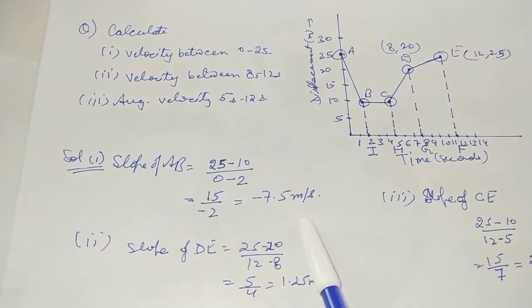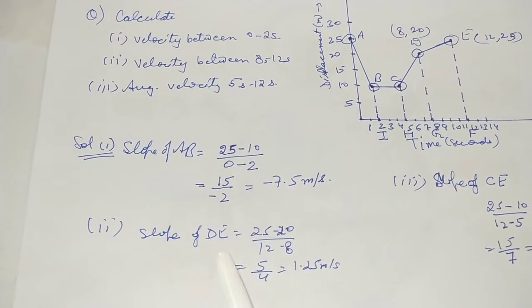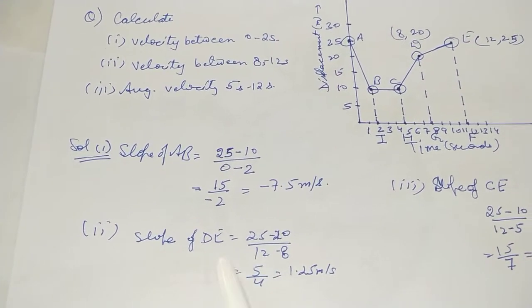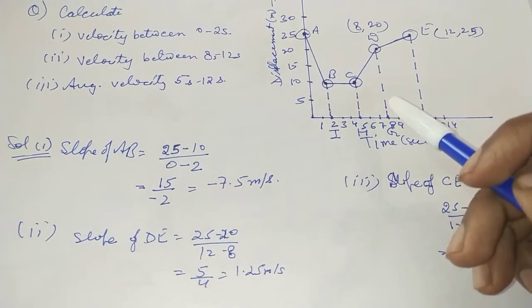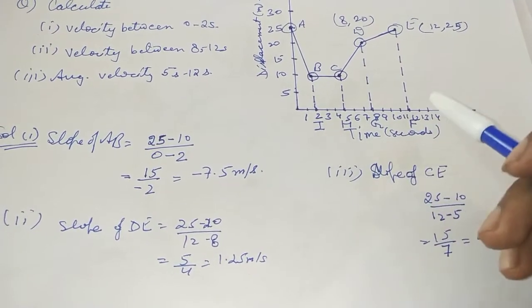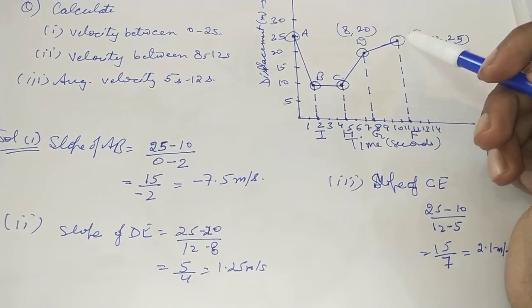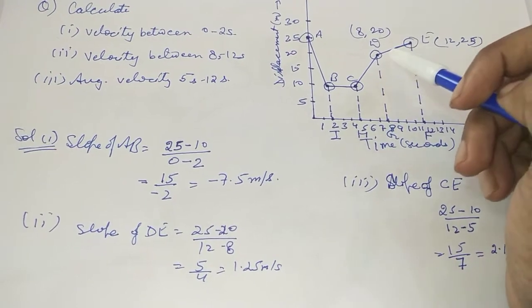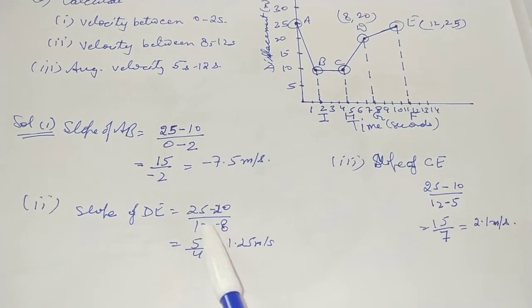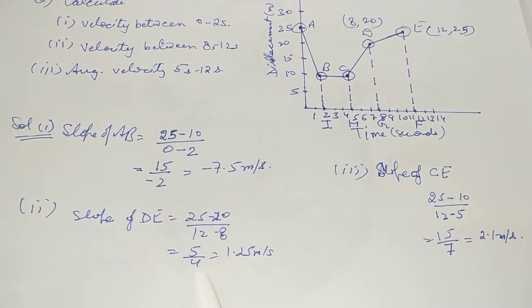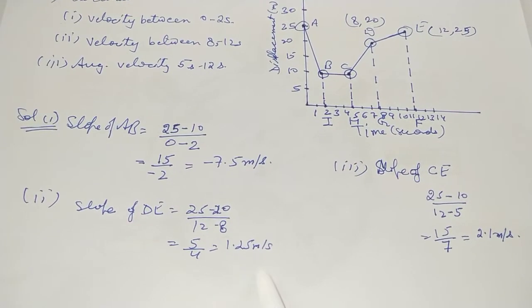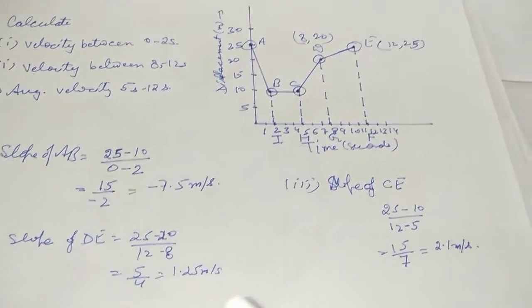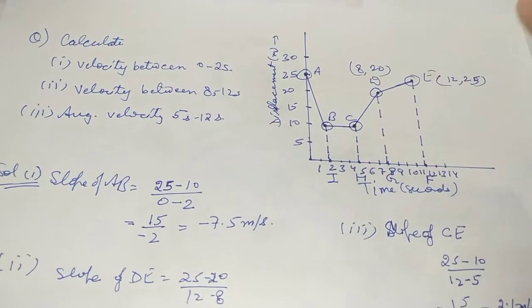Alright, velocity is negative. Now, next is to calculate the velocity between 8 to 12 seconds. So, between 8 to 12 seconds, 8 is at point D, and 12 seconds will be at point E. So, that means you have to calculate the slope of DE. So, again y2 minus y1 upon x2 minus x1, you will be getting 5 upon 4, that will be 1.25 meter per second. And lastly, we have to calculate the average velocity.